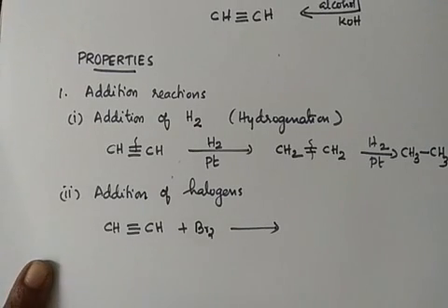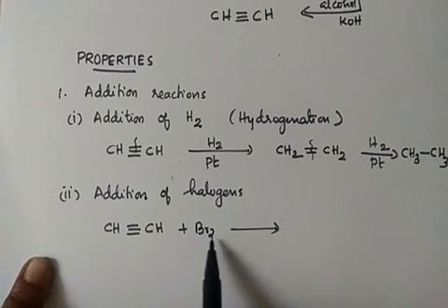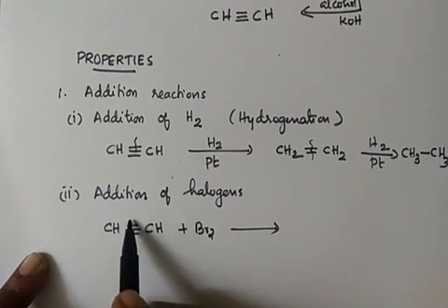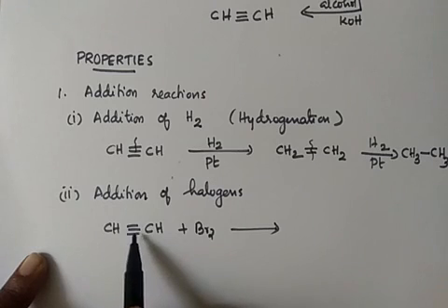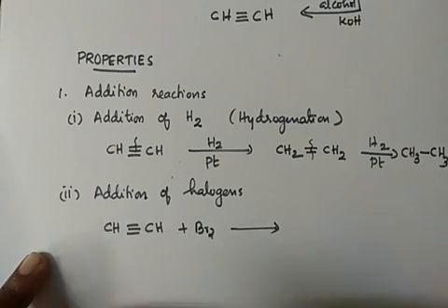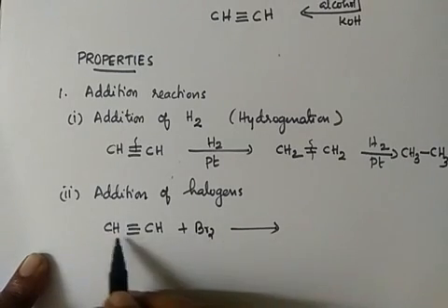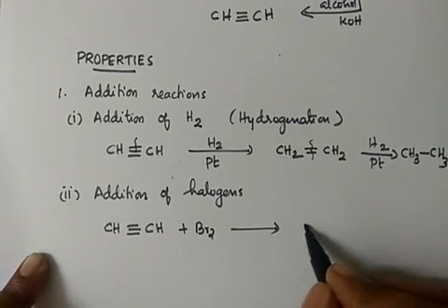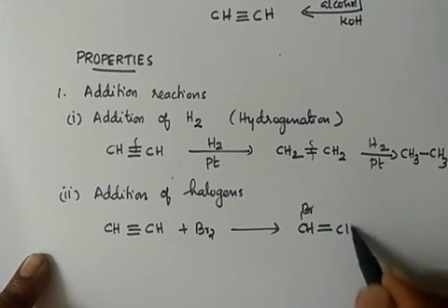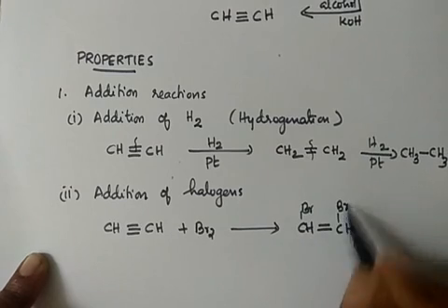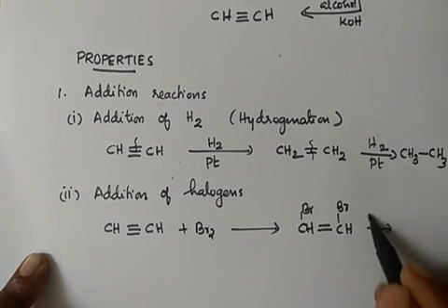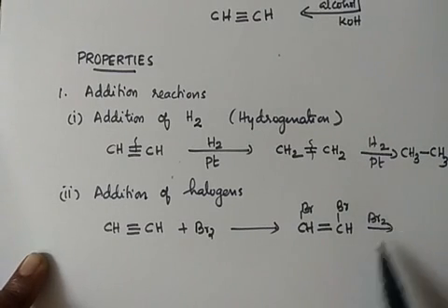So here bromine is added: first a molecule of bromine is added to CH triple bond CH, and one of the pi bonds breaks and Br2 is added on both sides of the bond, and hence CHBr double bond CHBr is obtained. And again bromine can be added. Then what happens?